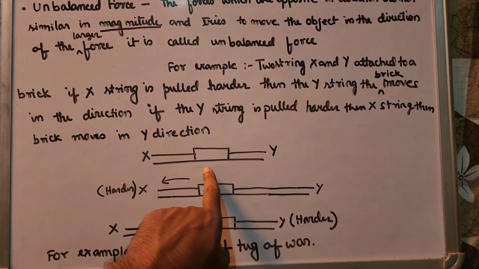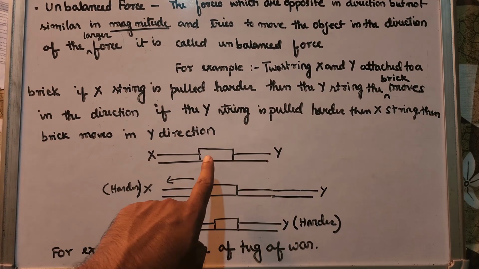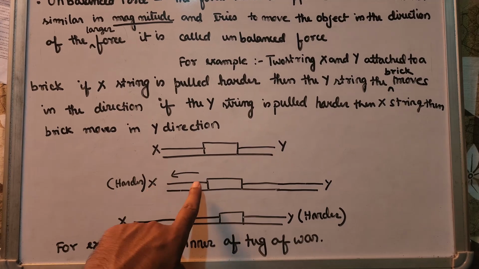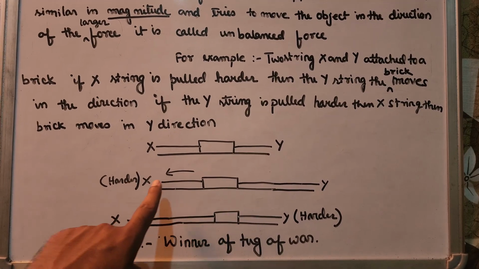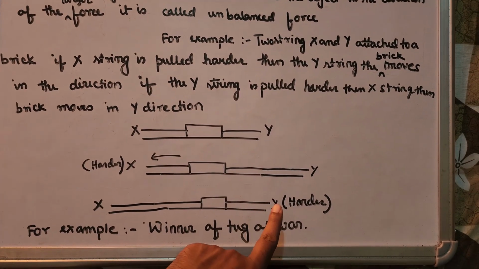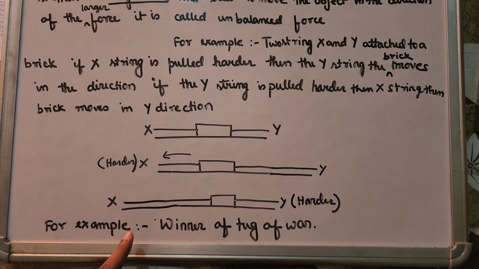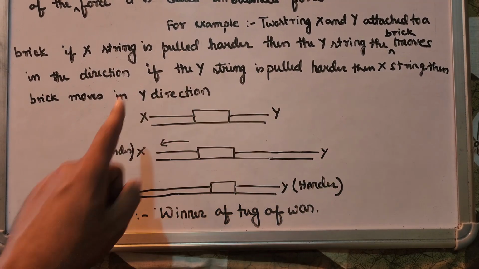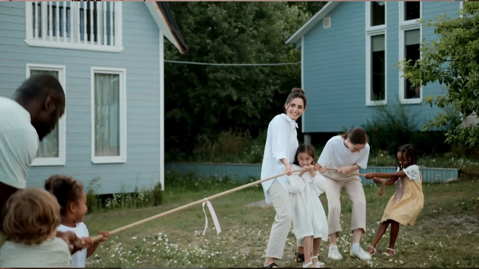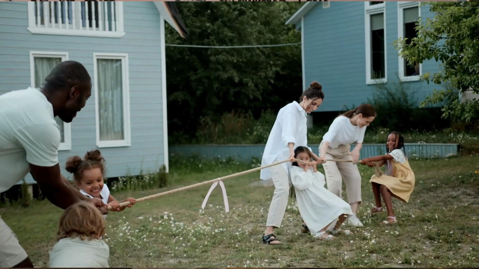For example, two strings X and Y are attached to a brick. If X is pulled harder, the brick tries to move towards the X direction, and if Y is pulled harder, then the brick tends to move towards Y. This case can be explained with the tug of war, where the winning team pulls the losing team towards themselves.